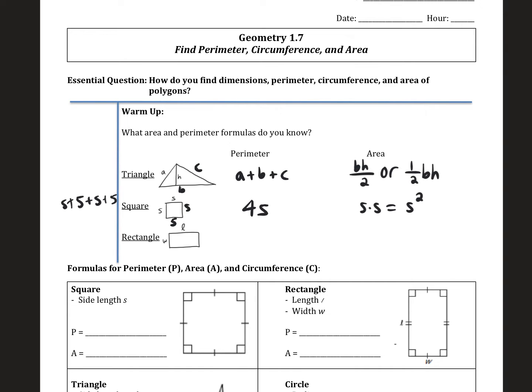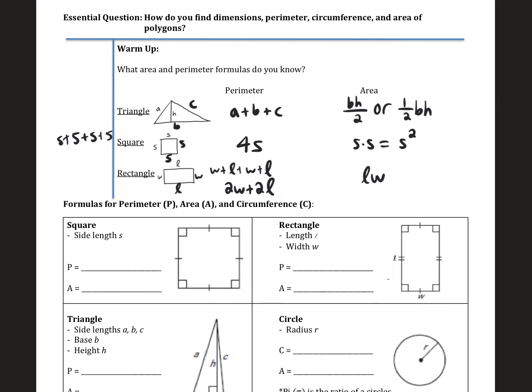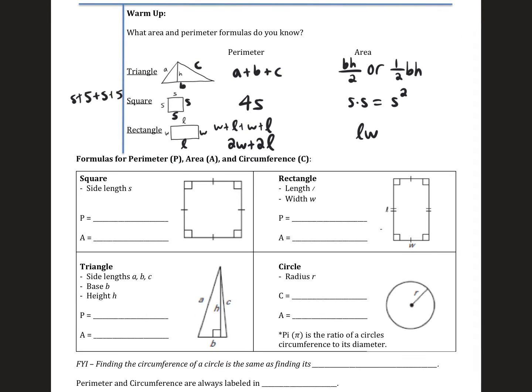How about perimeter of a rectangle? Well, we have W and L, length and width here. How many L's and W's do we have? We have W plus L plus W plus L. And if we combine like terms, how many W's do we have? 2 W's. How many L's do we have? So we got 2 W's plus 2 L's is going to be the perimeter of a rectangle. And then area of a rectangle, hopefully you remember, is length times width. If you did not remember those, that's okay. It's been a while since we've talked about that stuff. So those are the formulas.